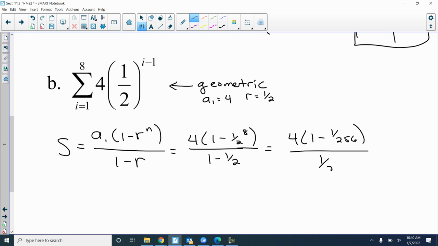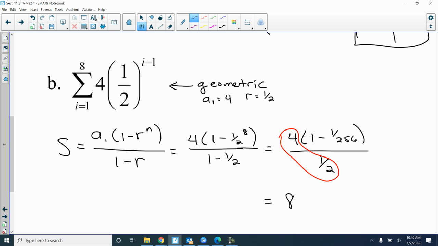Divided by 1 minus 1/2, which is 1/2. I'm going to do two things at once. What's 4 divided by 1/2? 4 divided by 1/2 is 8. Now if you think about it, like as a kindergartner, you're taking 4 blocks and you're cutting each block into what? Half. So how many blocks do you have? 8. So 8 halves go into 4.